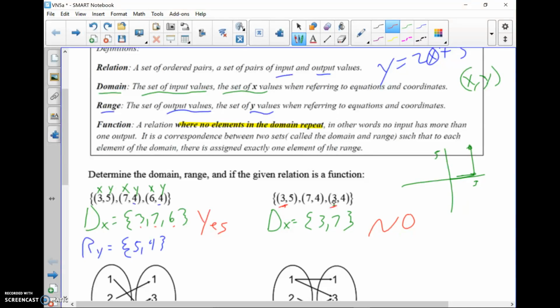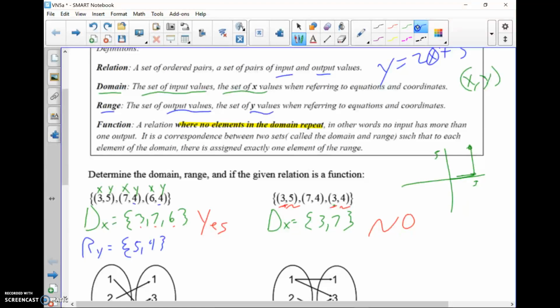And the problem with this, again, if you think of that concept of machines, is that when I plug in a 3 into this machine, I don't want to get two different things out. I don't want to plug in a 3 and get a 5, plug in a 3 and get a 4. That's not what a function is. More simply, you plug in one thing and you get one thing out.